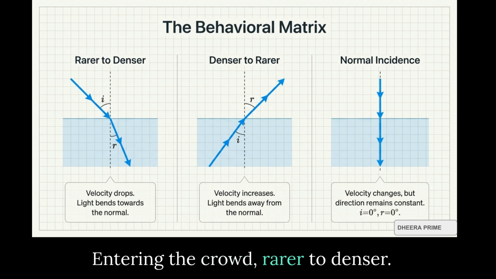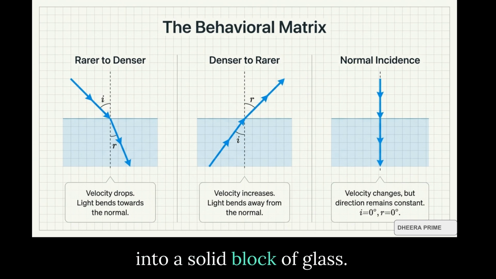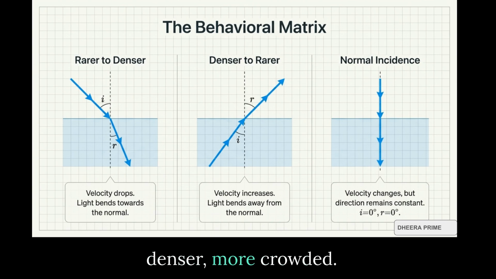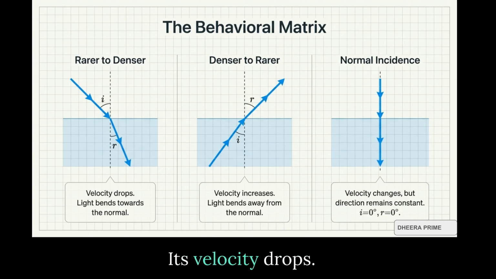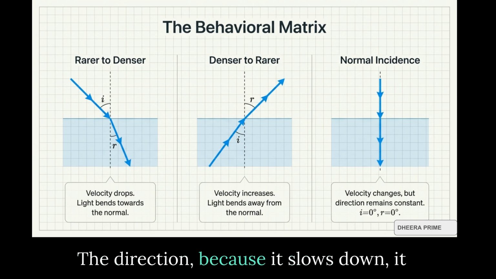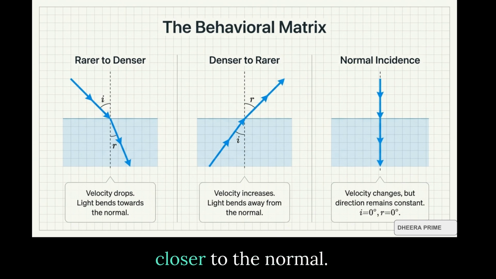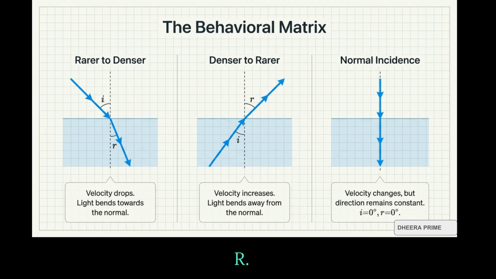Entering the crowd, rarer to denser. Imagine light moving from the open air into a solid block of glass. Air is rarer, less crowded, and glass is denser, more crowded. The reaction. As light enters that crowded glass, it hits a speed bump. Its velocity drops. The direction. Because it slows down, it takes the path of least resistance and pulls closer to the normal. The math. In this case, the angle of incidence I is always larger than the angle of refraction R.